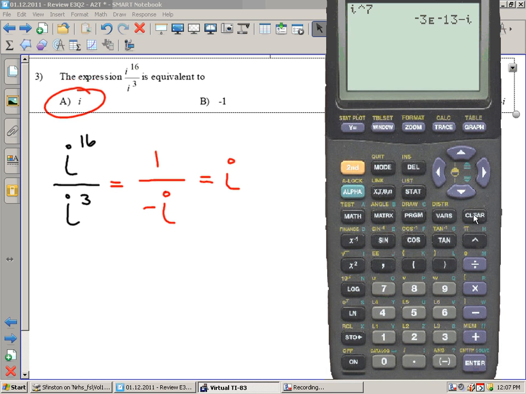So, how much is i to the 16th? Hit the math button, go over to number, go down to i part, hit i to the 16th, and it turns out i to the 16th is 1. Do the same thing for i to the 3rd. It's negative i, and then take that total object and enter it in. You could do it by hand too, but it's just easier in your calculator. And the answer is just i.